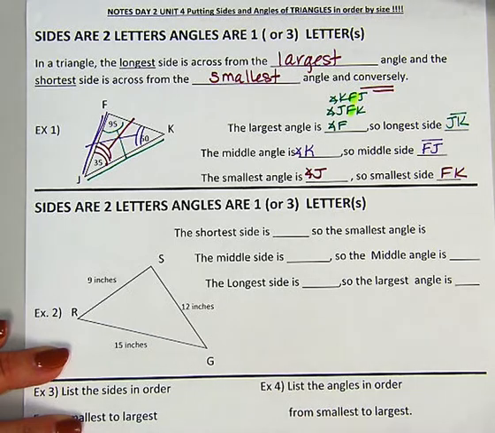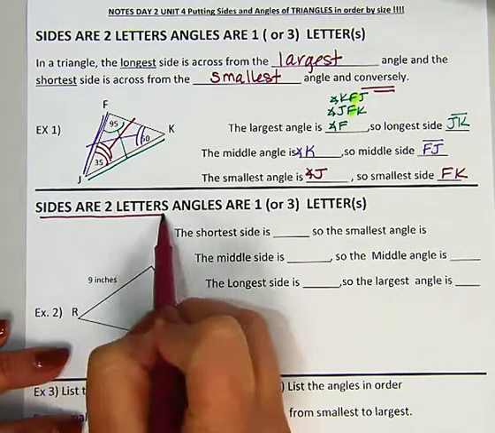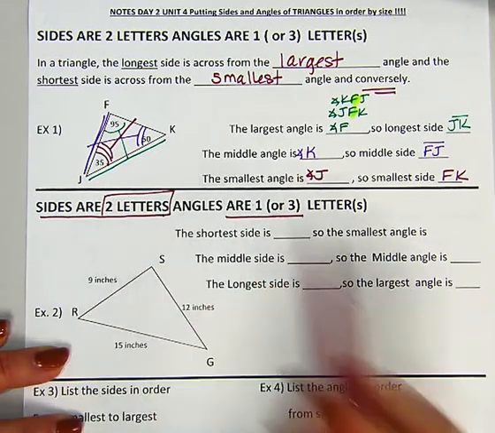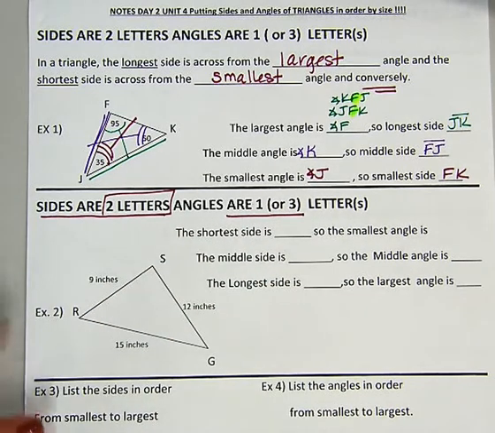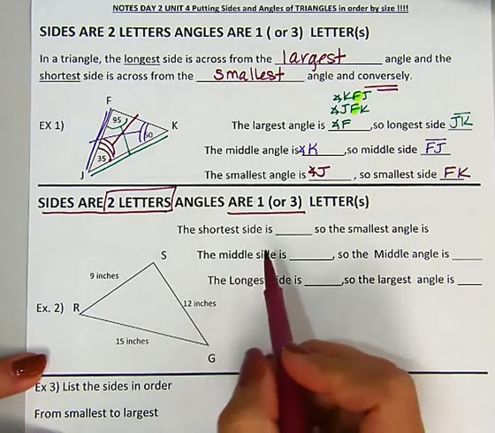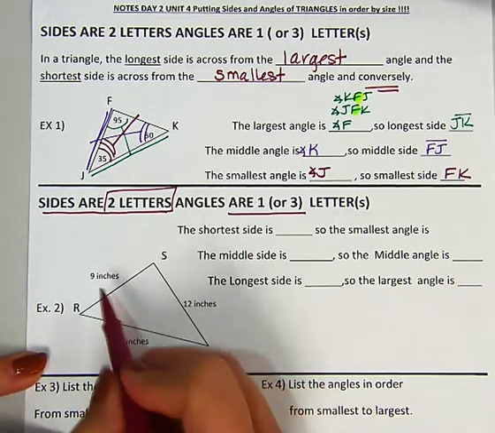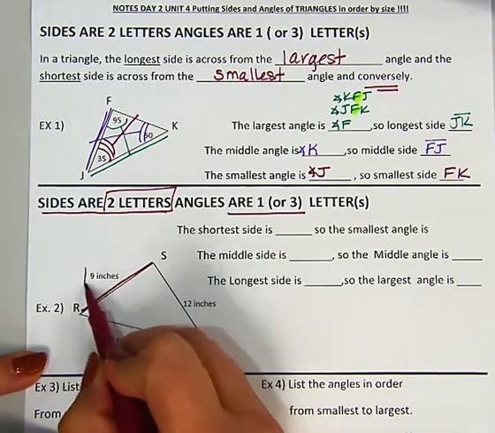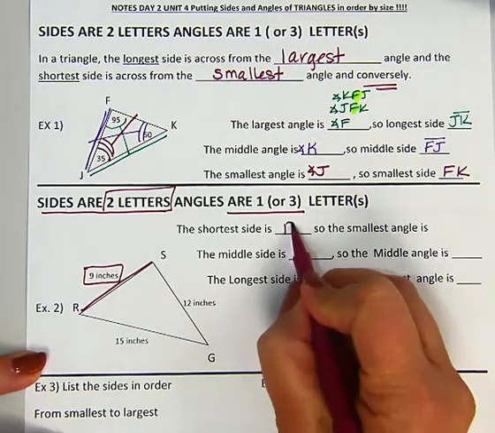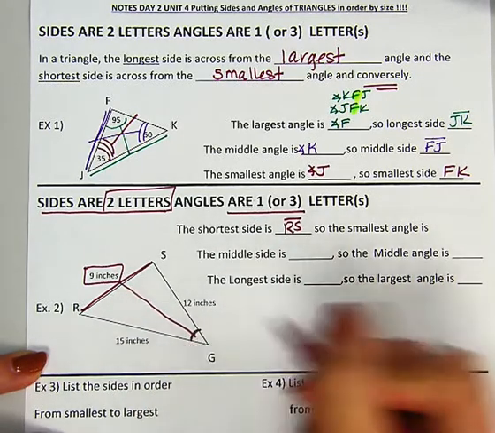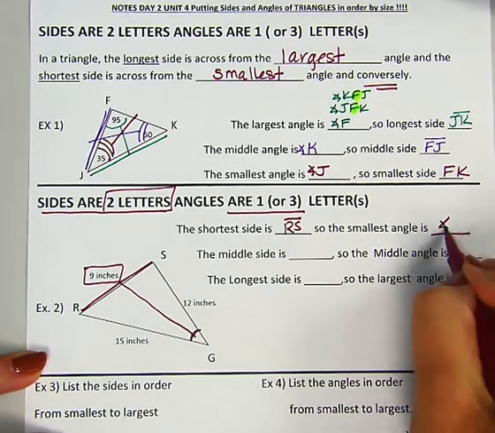So let's go down and look at this. Sides are always 2 letters and angles are 1 or 3 letters. So if they're asking you to put the sides, you need to give me 2 letters. This one says the shortest side is, so this one I give you the sides, right? So I'm going to pick the smallest number, which is 9. Okay, so RS is my shortest side, and it's talking to the angle across from it, which is angle G.